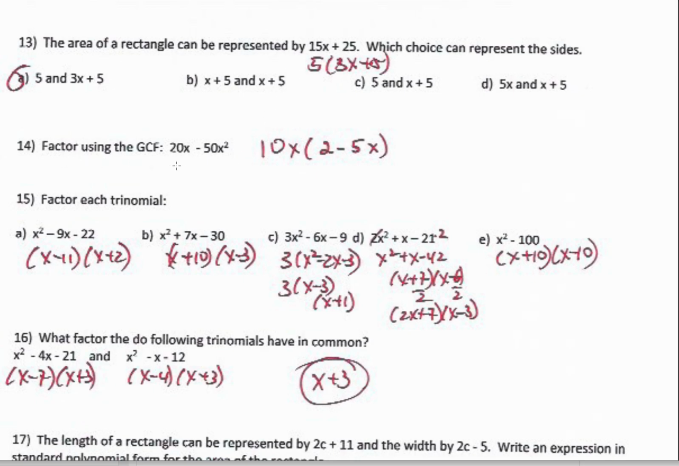Factor using the greatest common factor. Well, they share a 10 in common and they share an x. You have to pull out the greatest common factor. Lots of things they share in common. 10x, when I factor it out, I'm left with 2 minus 5x. Multiply back. 10x times 2 is 20x. 10x times negative 5x is negative 50x squared.